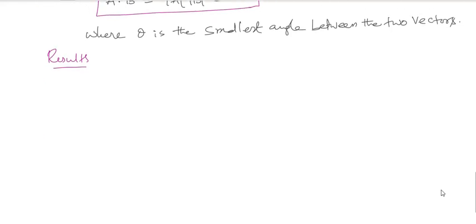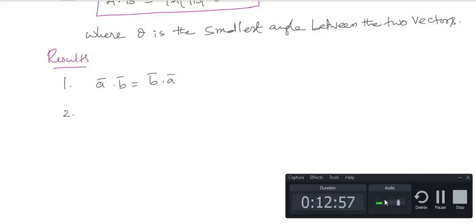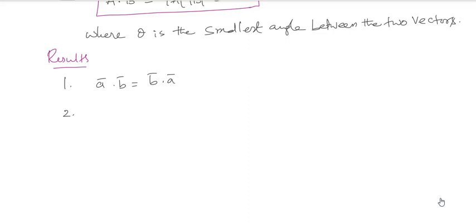Sometimes they will ask you direct questions, right? So let me take this one. a bar dot b bar is equivalent to b bar dot a bar, you can represent it as. Then similarly, next a bar dot a bar is equivalent to mod a bar whole square, or you can directly represent this as a square.